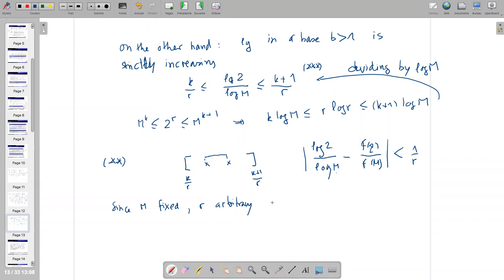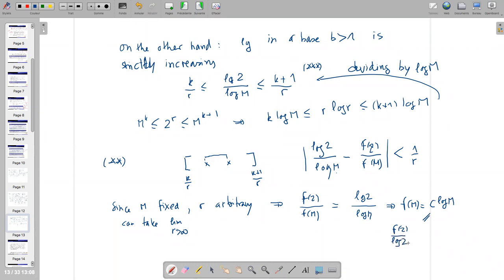And so I have shown that log F2 over Fm is equal in the limit to log 2 over log m. I can take the limit. So that means I have shown that F of m is equal to C times log of m. And C here will be equal to F2 over log 2. Is it clear? Yes.